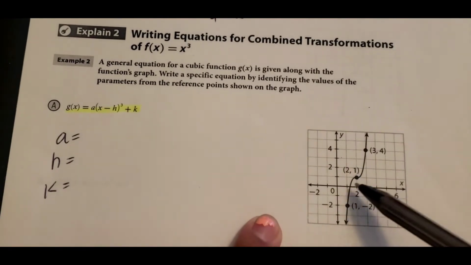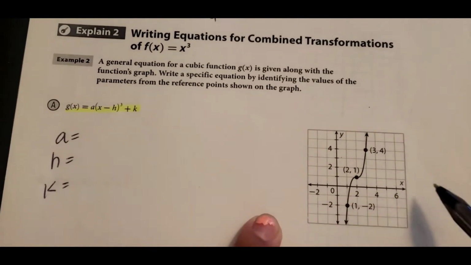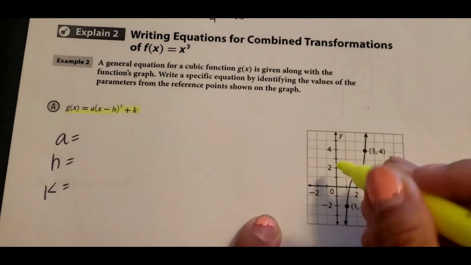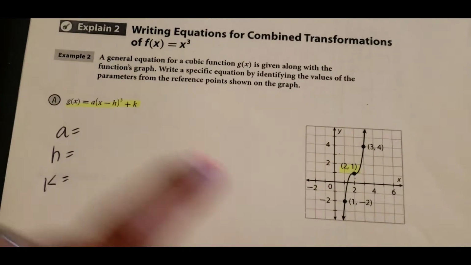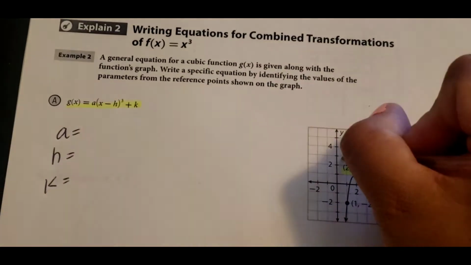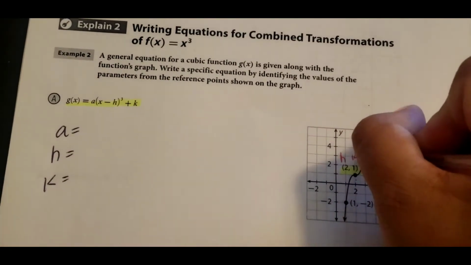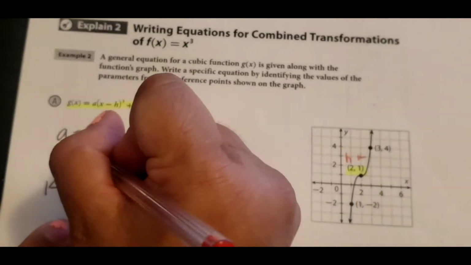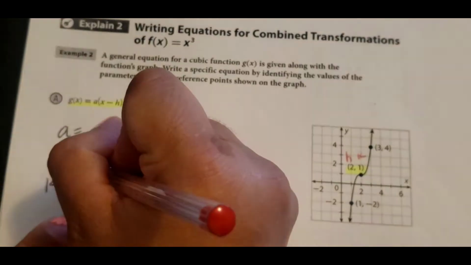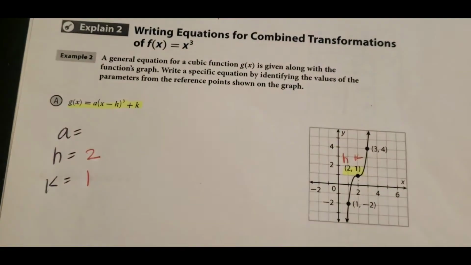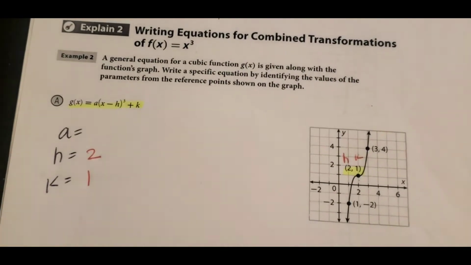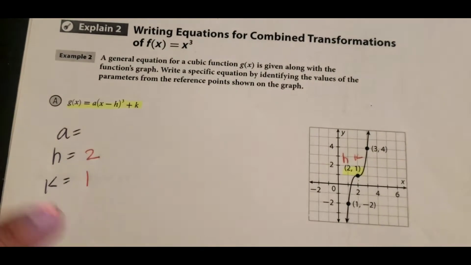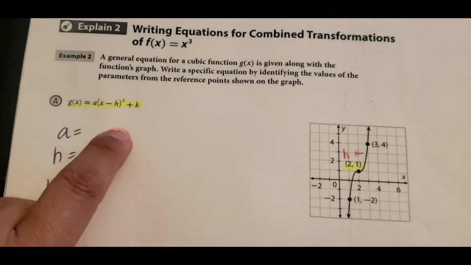Here they have 3 points, and of course, this is your vertex right here, (2, 1). If (2, 1) is your vertex, remember, you should be able to identify your H and your K value. That means your H is 2 and your K is 1. All right, awesome. So you already have the majority. Notice what you don't have is A, so you're actually going to solve for A. Take these two values and let's substitute them in here.